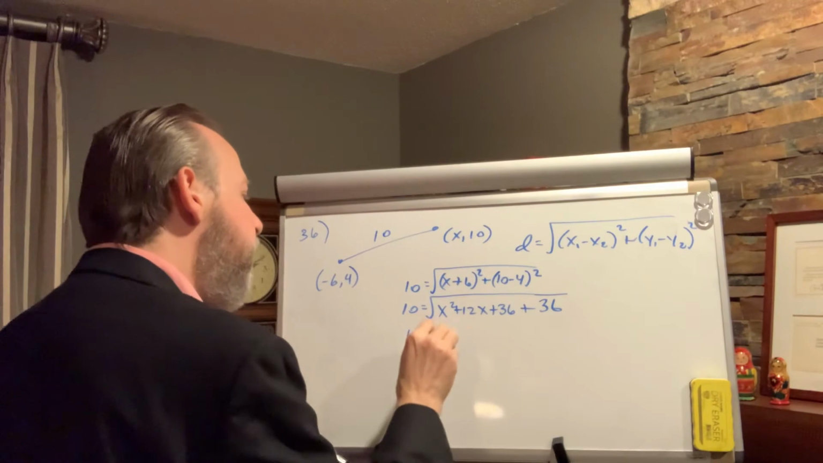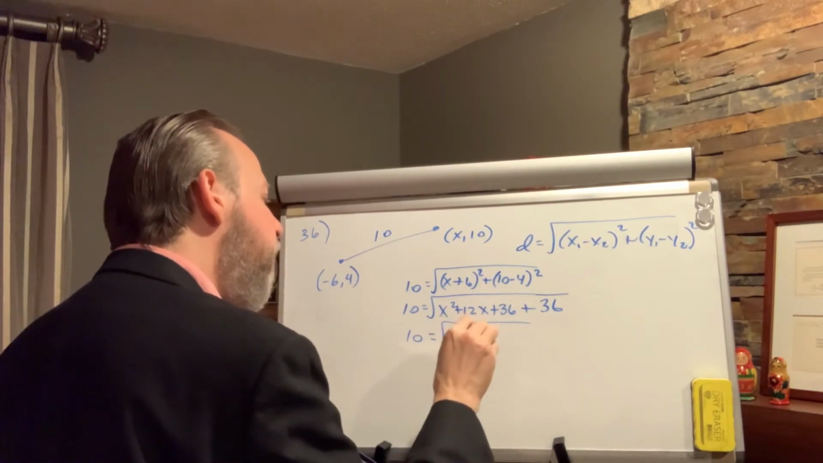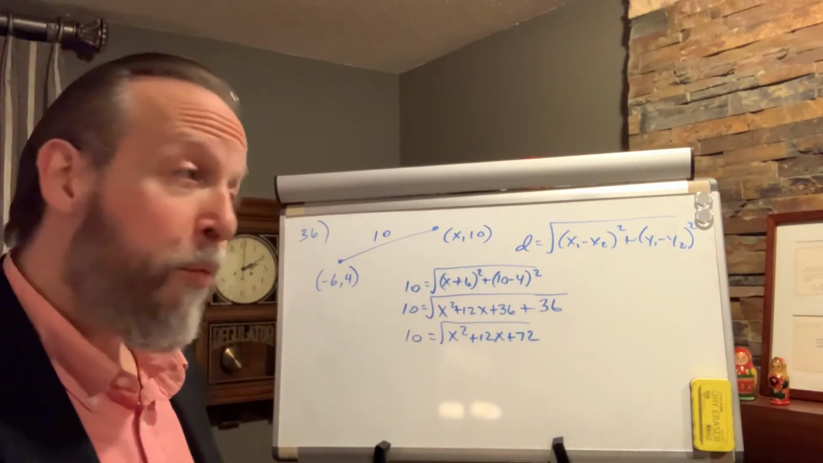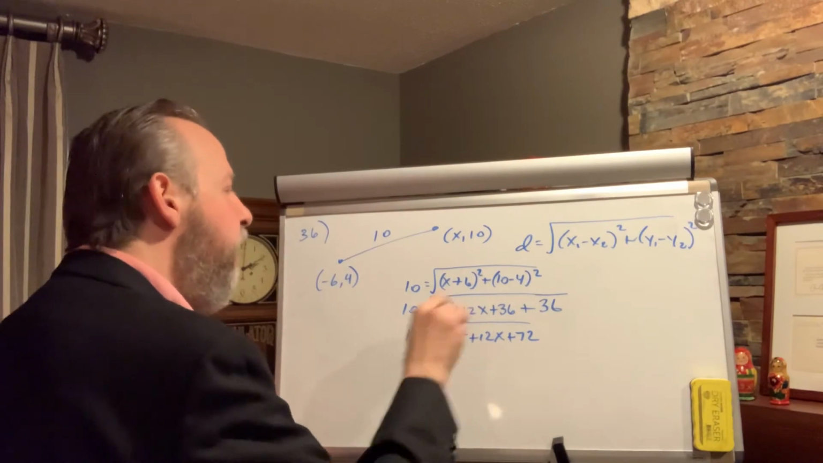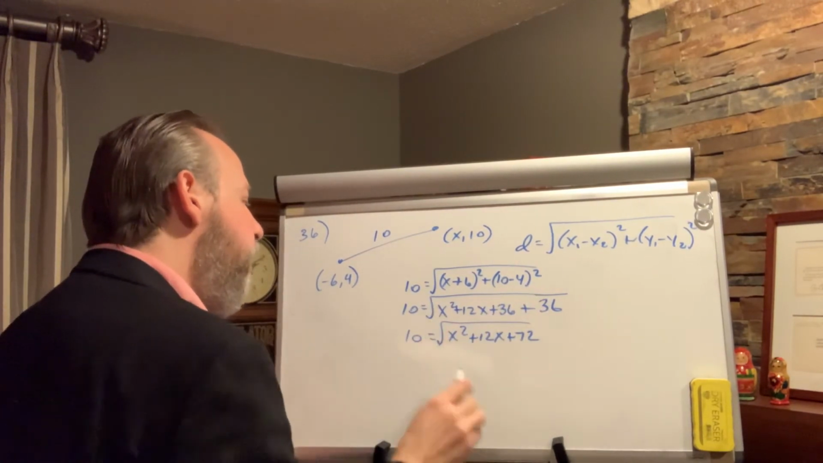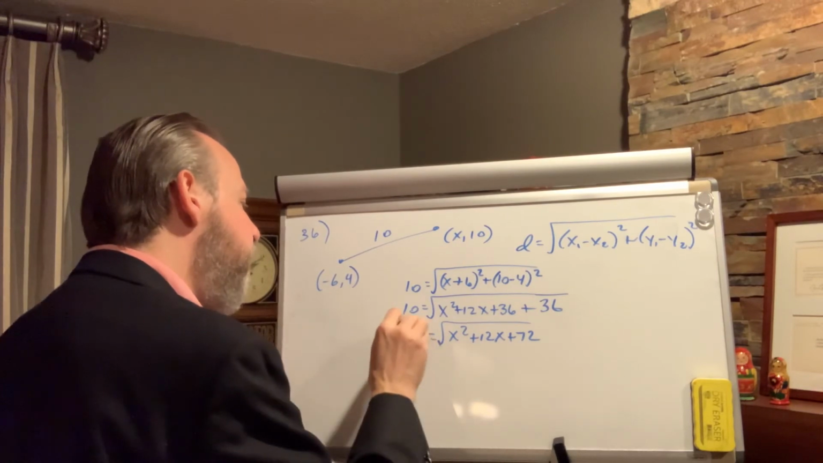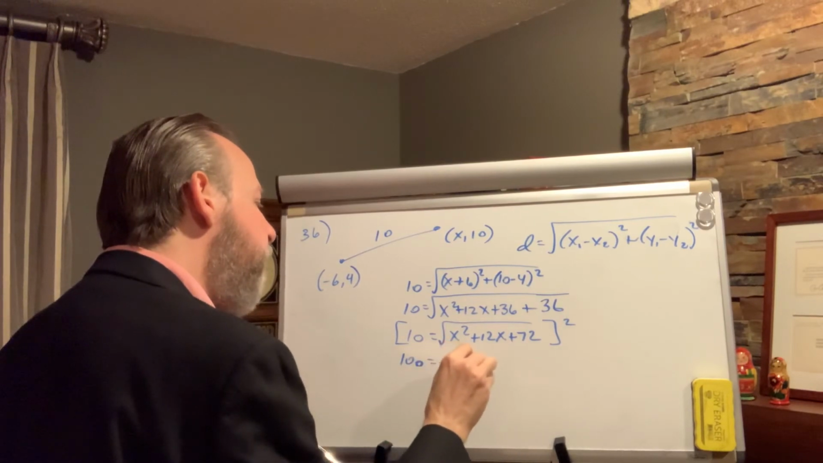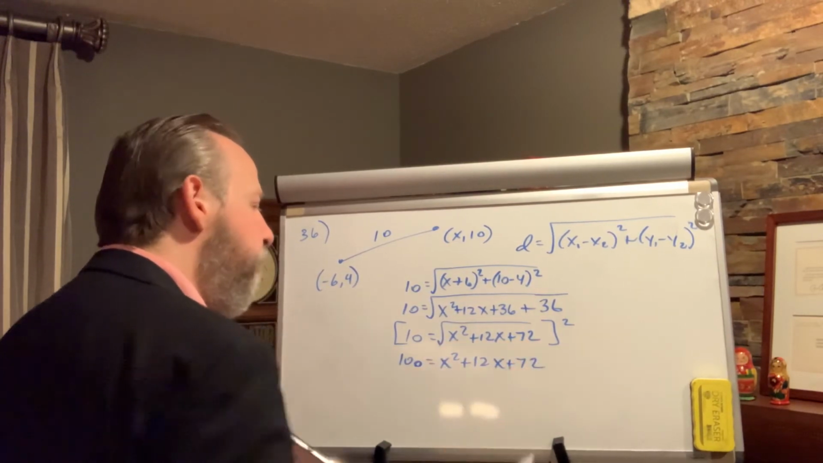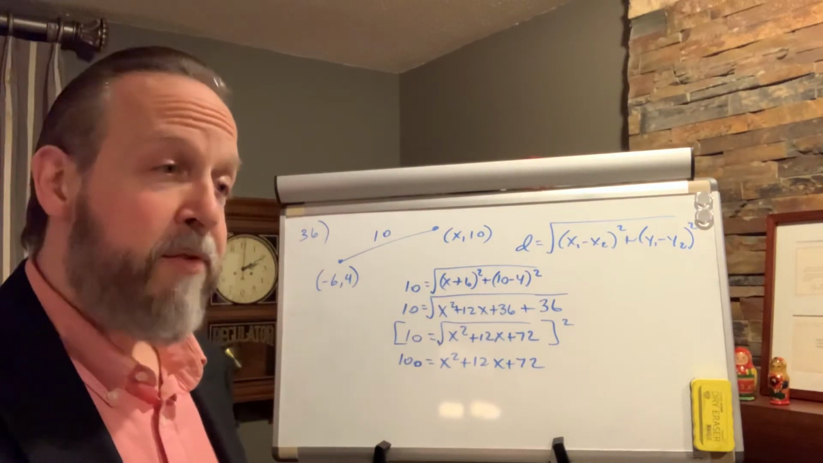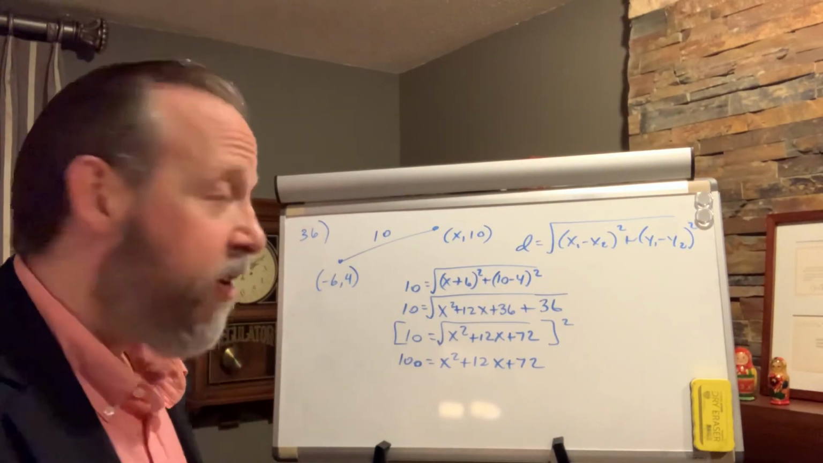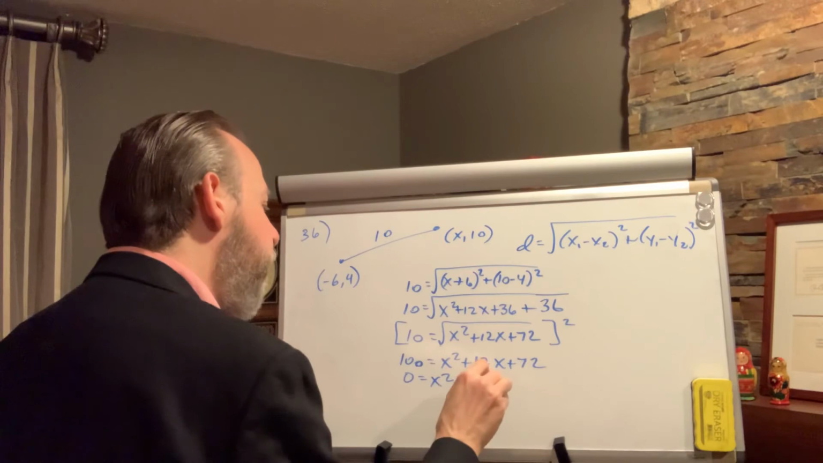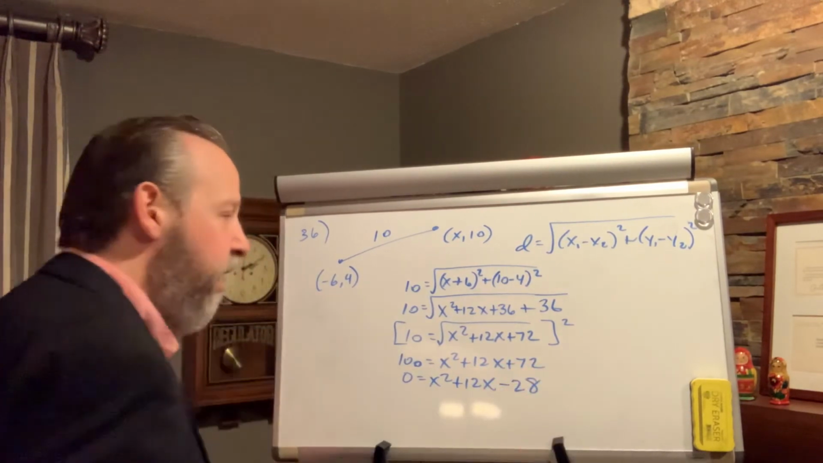Okay, so I have 10 equals the square root of x squared plus 12x plus 72. 36 plus 36. Now I'm going to square both sides to get rid of the square root symbol. So I have 100. The reason is, again, I'm squaring both sides. 100 equals x squared plus 12x plus 72. It's going to be a quadratic problem to solve. I have to subtract the 100 from both sides so that my answer can be set equal to 0. I'm subtracting 100 from both sides.